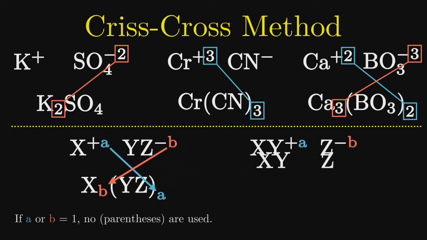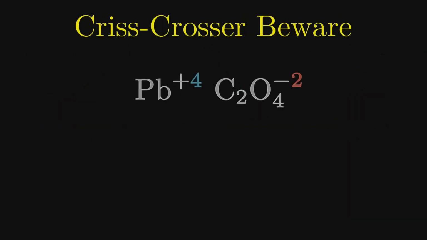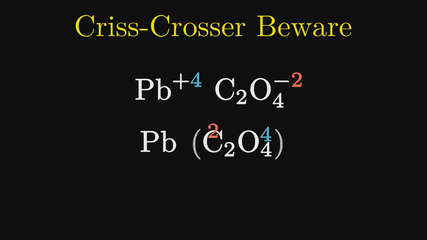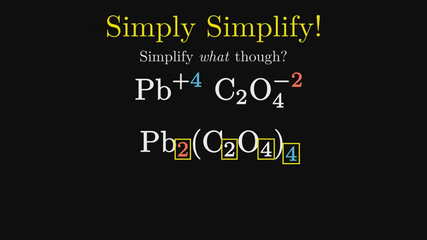This general form shows the parentheses around the anion, but it can also be around the cation. It's faster, yes, but beware cases like that of lead-4 and oxalate. When we get the formula, it looks good. However, the formula needs to have the simplest ratio possible. But with 2 2s and 2 4s, which ones simplify?